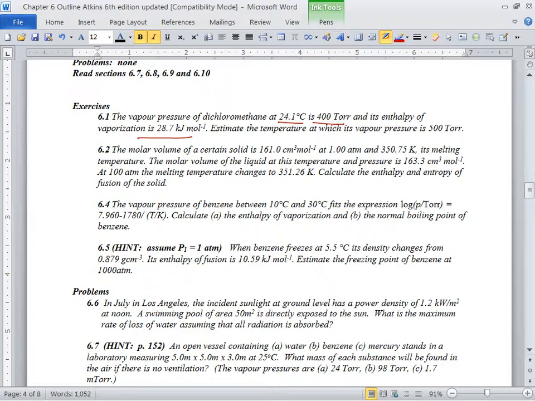Where's my book? Yeah, that's what I'm thinking about. What about that volume question? You don't need volume. You just use ΔH: P2 equals P1 times e to the negative ΔH over R times 1 over T2 minus 1 over T1.